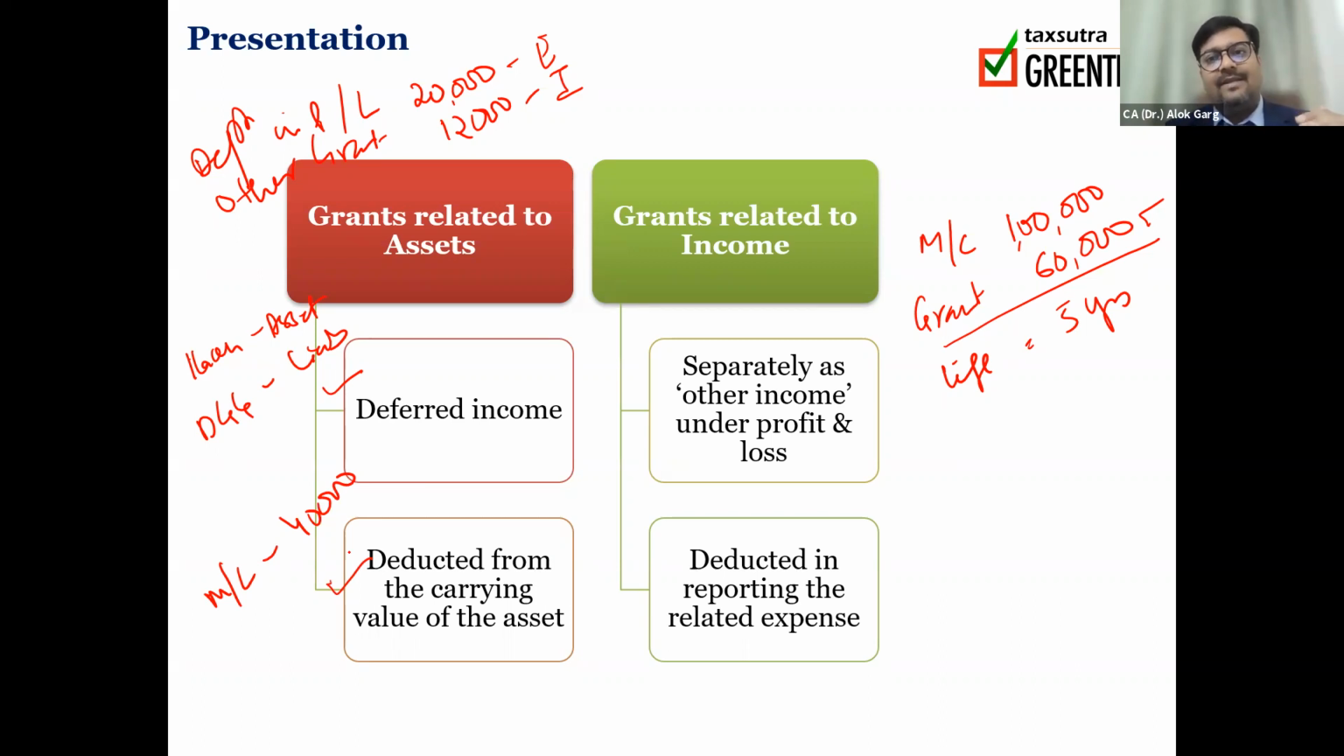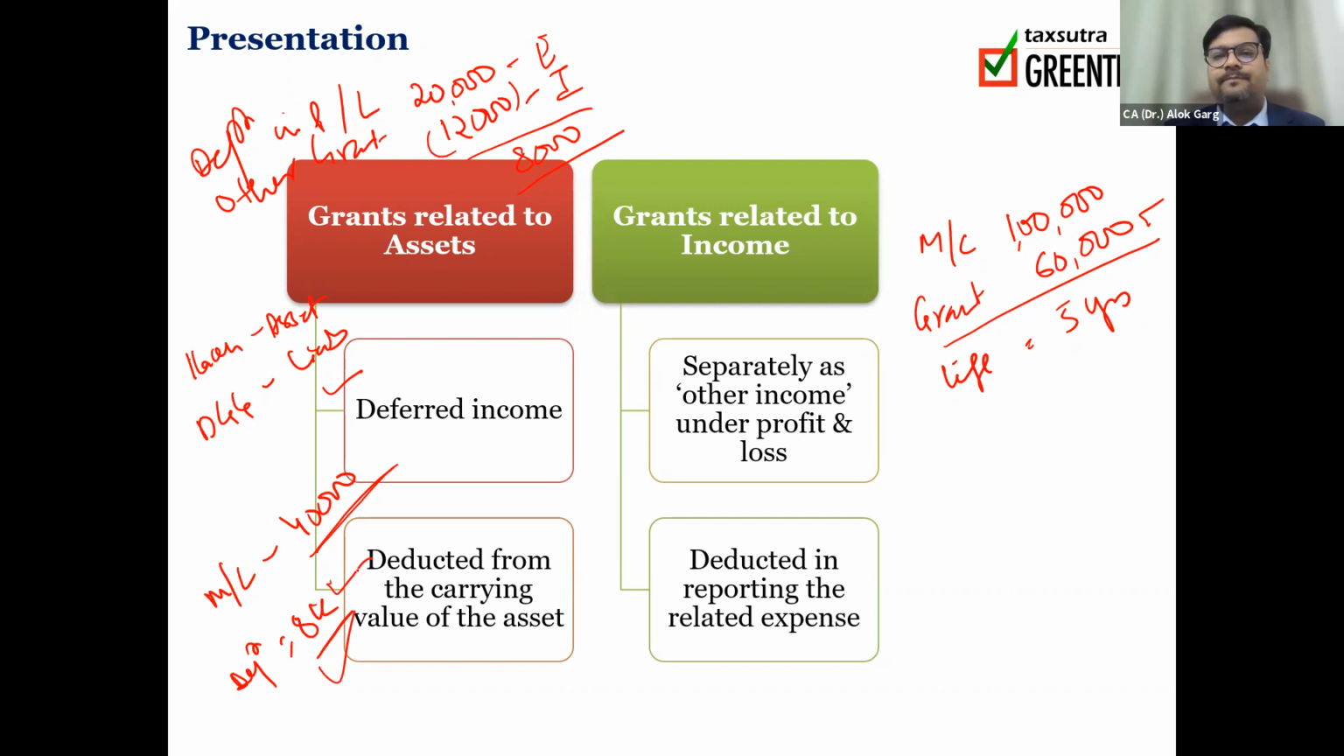So we have deducted the value of the government grant from the machinery's gross value. This 40,000 is required to be depreciated over a period of 5 years. So what will be the depreciation in the P&L? 8,000. So 8,000 depreciation will be debited to P&L. So you can see in this case 20,000 minus 12,000, 8,000 will be the P&L impact, and here also 8,000 will be the P&L impact. So these are the two approaches for presentation and accounting for government grants related to assets.